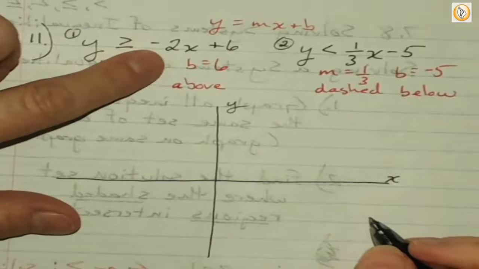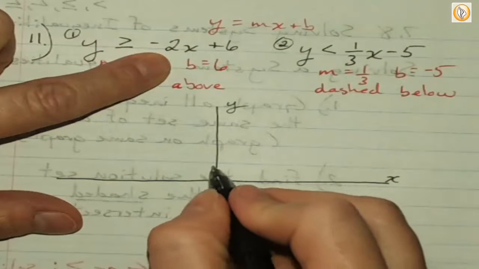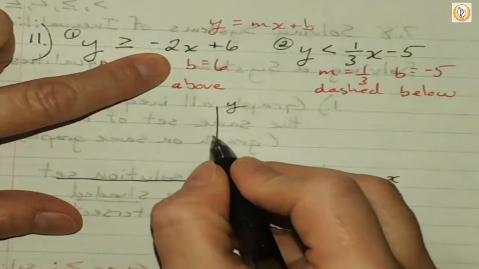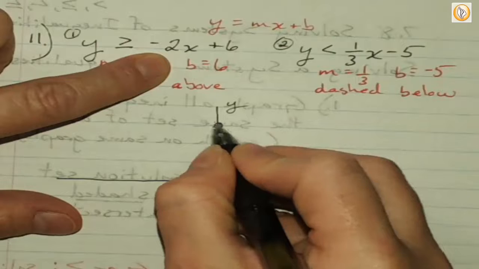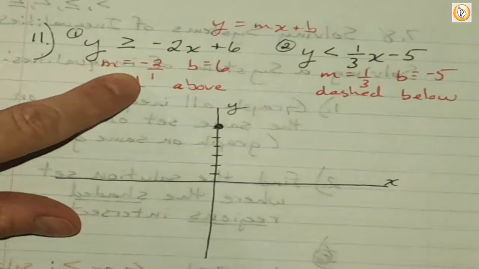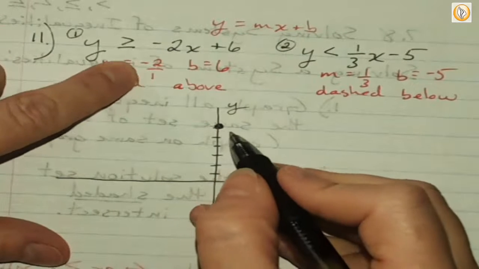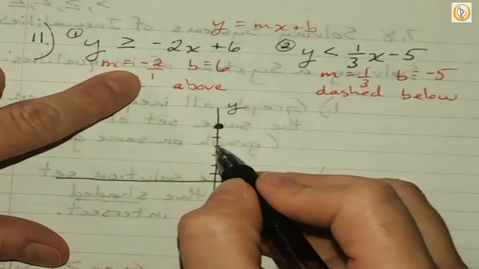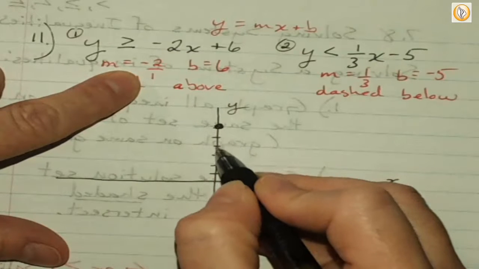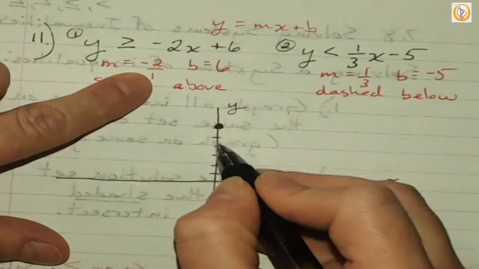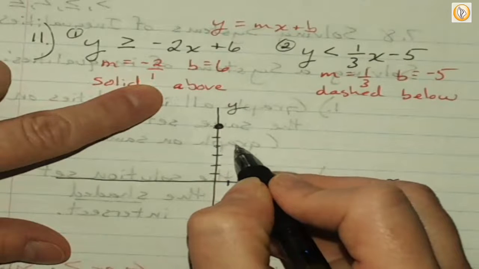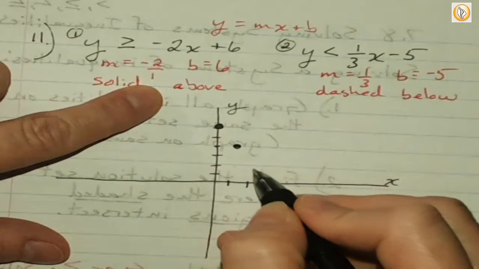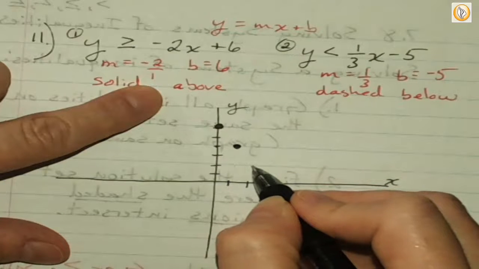Okay, so for this one, my y-intercept is 6. Y'all can go ahead and graph and see if you got what I did. 1, 2, 3, 4, 5, 6. Then my slope is negative 2 over 1. So since it's negative 2, I'm going to go down 2, but to the right 1. 1, 2, and then 1.